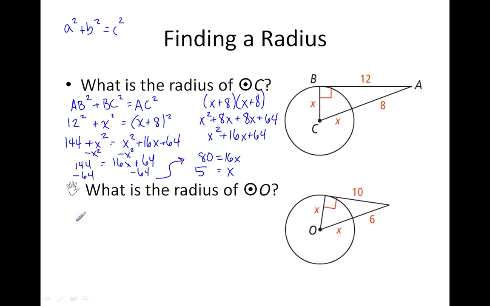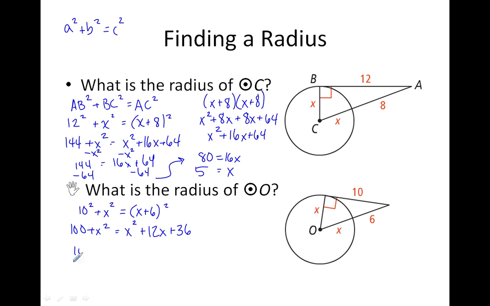Same idea. So we're going to have 10 squared plus x squared equals x plus 6 quantity squared. So we have 100 plus x squared equals, if we FOIL this out, we get x squared plus 12x plus 36.